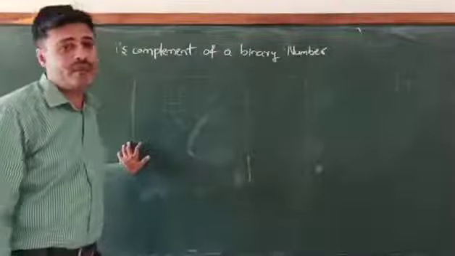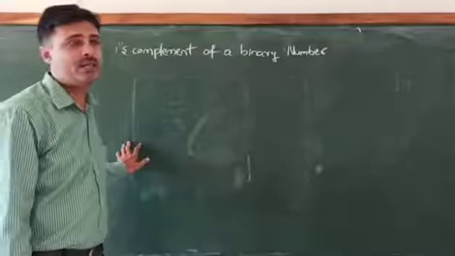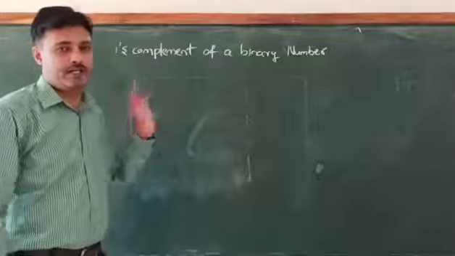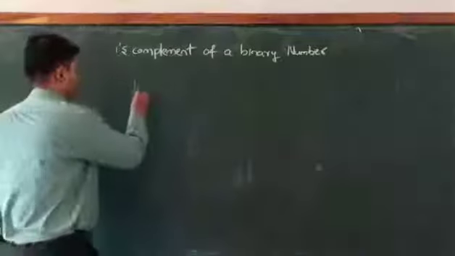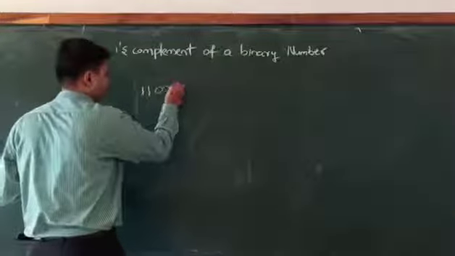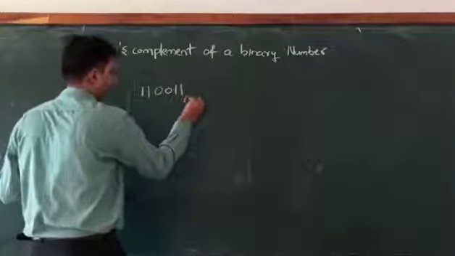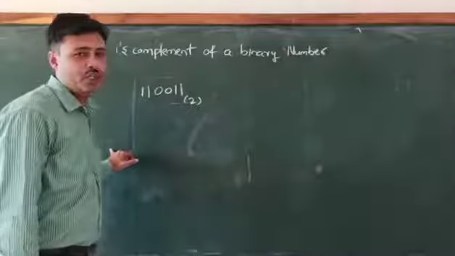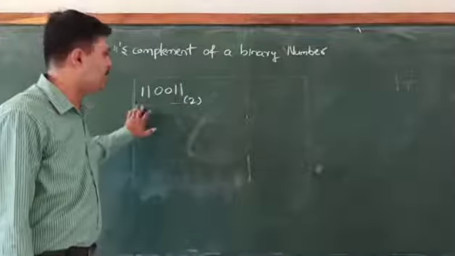One's complement of a binary number. What is the one's complement of a binary number? For example, take any binary number: 0 1 1. It is a binary number.